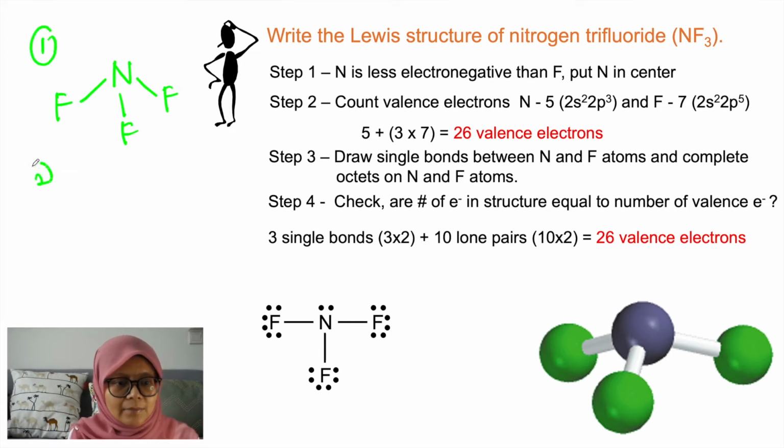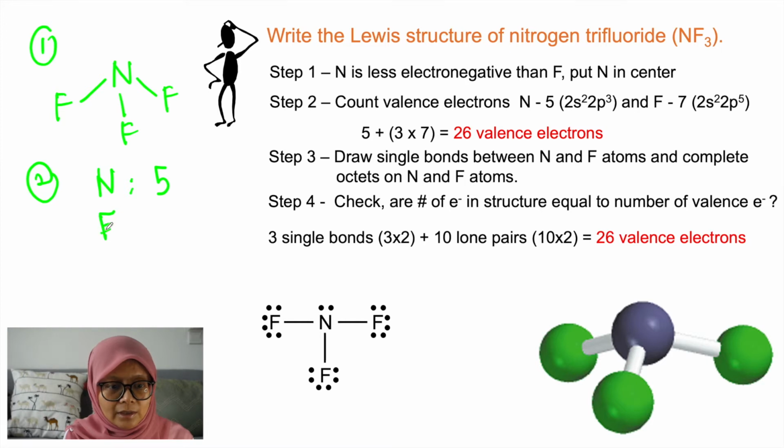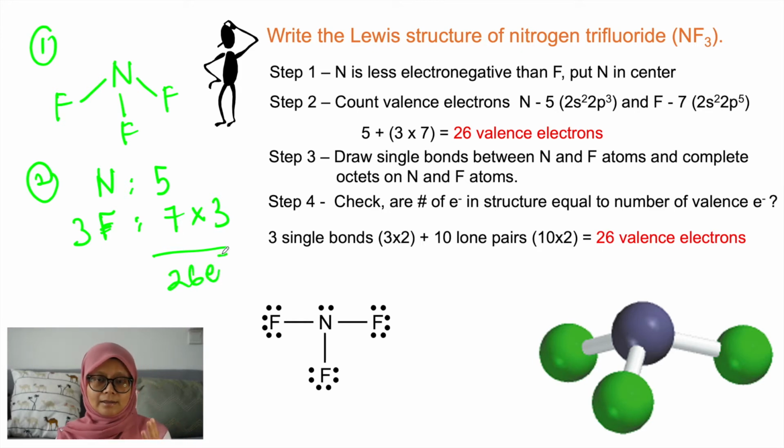Alright, the second step, you need to calculate the valence electrons surrounding this structure. So we have nitrogen here, 5 valence electrons, and we have 3 fluorine. The valence electron for fluorine is 7 times 3, so 26 electrons in total. This is the second step.